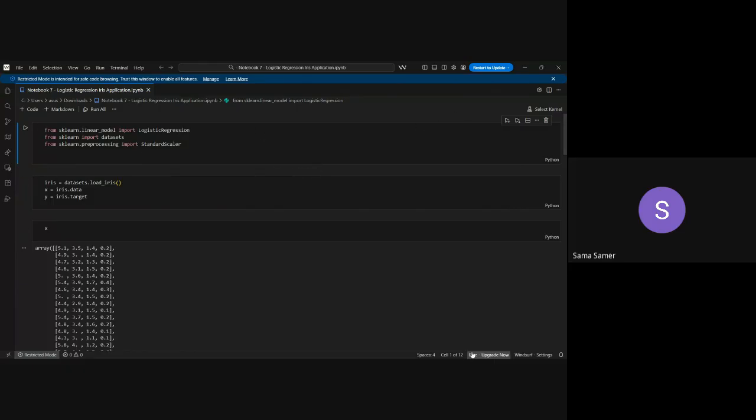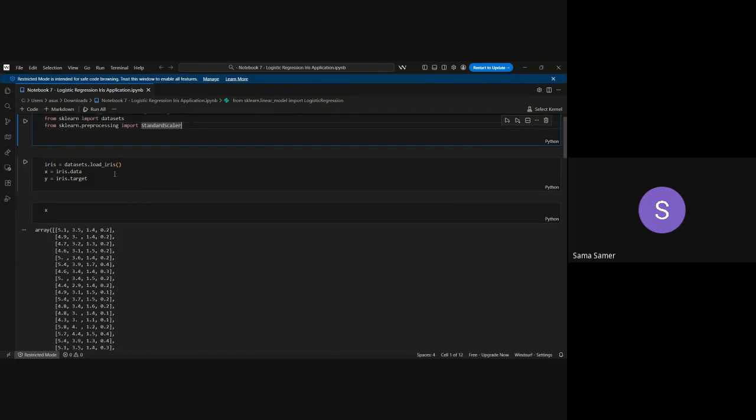Let's continue. First of all, here I didn't use any data set file. I imported data sets from sklearn, and I used the famous iris data set. Then I used preprocessing to normalize our data with a standard scaler, so the model can fit it inside the sigmoid function correctly. So first, I loaded my iris data set into iris, using datasets.load_iris.